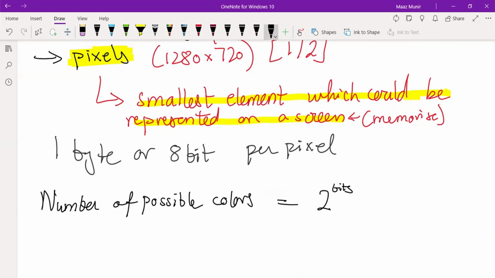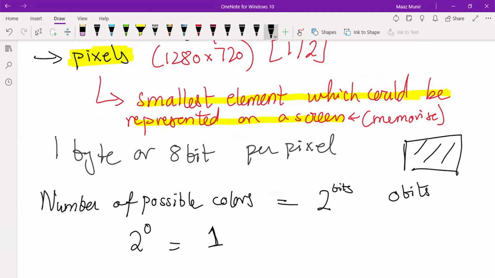Let's say we want to represent only one single color, an entire image, or perhaps the entire screen, either only having white or only having black. What would be the number of bits? Those would be 2 raised to the power 0, because 2 raised to the power 0 gives the answer 1. This means that if we use 0 bits, we could only have one color.